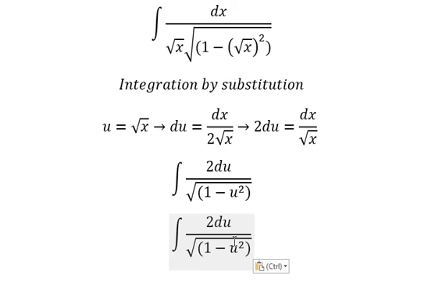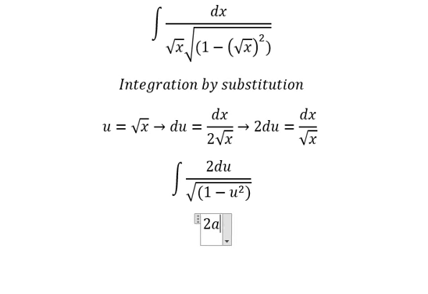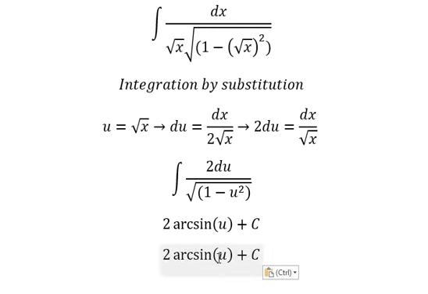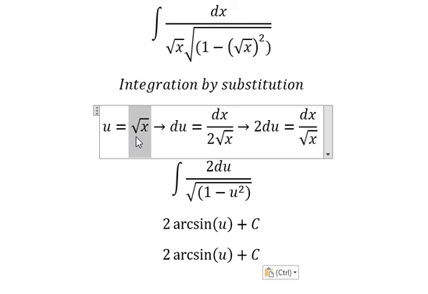So the integration of this one in here, we have number 2 outside of u. And I will put c. About u, that is this one.